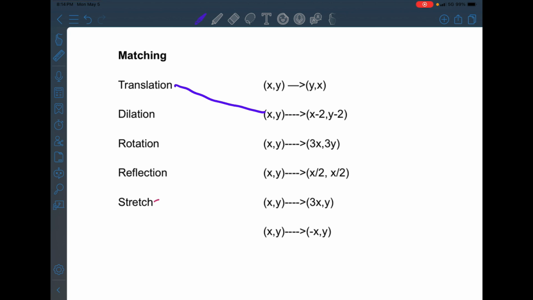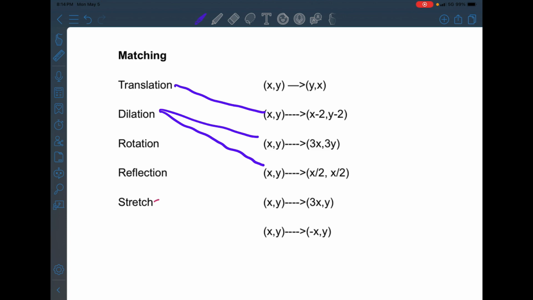A dilation is when we either make something bigger or make something smaller, and we'd have to multiply x and y by the same number. So dilation's here, but if you look at the next one, it is divided by 2. That is just like multiplying by 1/2, so it's the same thing.